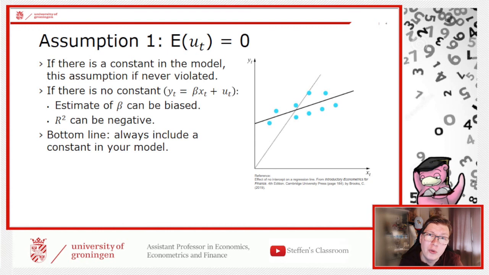And the second thing is, given the way R-squared is defined, not including a constant may even turn your R-squared out to be negative, and that's pretty bad. So the bottom line here is very simple: just include your constant and you're good to go, so we don't even have to really deal with this assumption in practice, as long as you just include a constant.